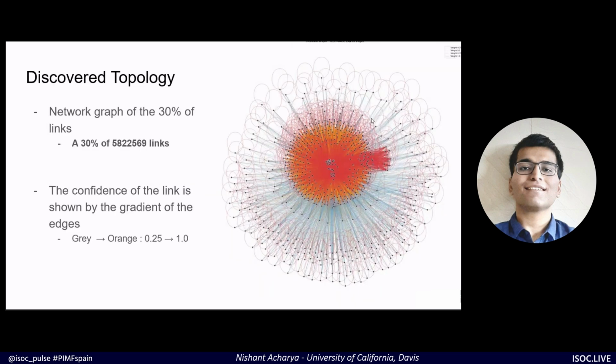The first thing I want to show you guys is the topology. Now, the graph here shows 30% of the overall links. We were able to discover more than that, it's just I wasn't able to put the entire graph without it making no sense at all. The confidence of links, as shown, goes from gray to orange. I understand it's not fully visible here, apologies for that. But as I said, our confidence scores for known or discovered links go from 0.25 to 1, with 0 being a non-link, which we don't show over here.